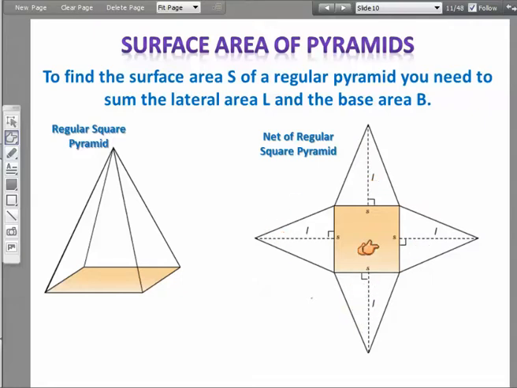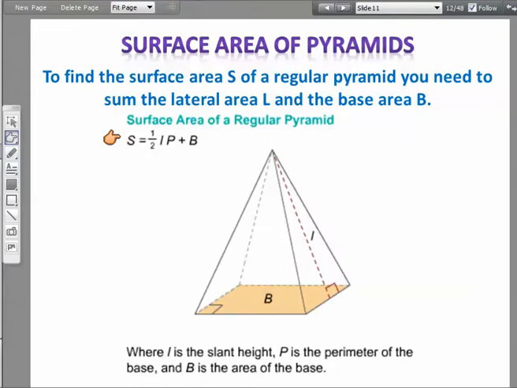And when you go through the LMS, they show you how the formula is set up for finding the surface area of pyramids. But we're going to jump right into that formula, and I'm going to show you some examples. So here's the formula for the surface area of a pyramid. And then down here it tells us where L is the slant height. Remember, the height of the triangle, the lateral face. And P is the perimeter of the base. Remember, going all the way around. And B is the area of the base.